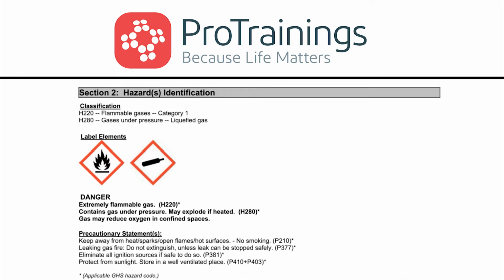Notice in Section 2 under the hazard identification, it's very easy to see what kind of hazard this chemical is. You see the flame pictogram and the gas cylinder pictogram. There's the one-word explanation which says danger. It's extremely flammable gas and it contains gas under pressure and may explode if heated.